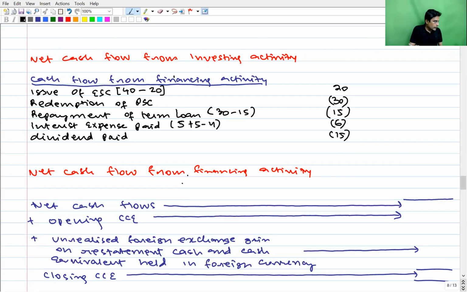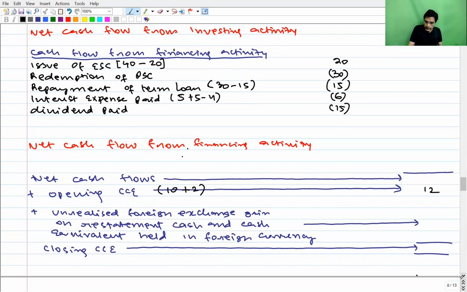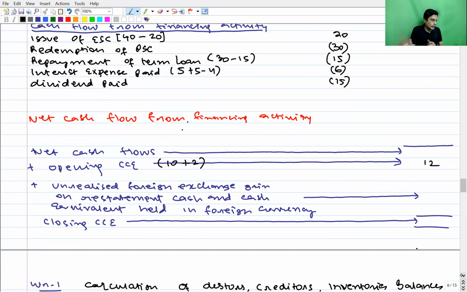First, opening cash and cash equivalents: 10 plus 2, 12. And we all know that for investments maturing within 3 months, we are assuming that the original maturity period was also not exceeding 3 months. So it is taken to be a part of cash equivalents, 12. Now closing CCE, we're not copying anything. Closing CCE is 10 as per balance sheet.